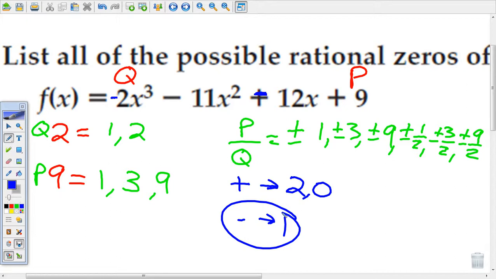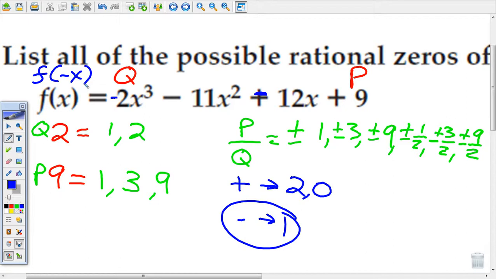Question, Waverly? When I try f of negative x, all of the odd degree ones change signs, right? So that's going to yield this one as a negative 2x cubed. That's a negative, so there's no sign change there. It's a negative 11x squared. There's no sign change there to negative 12x, but there is a sign change here to positive 9.